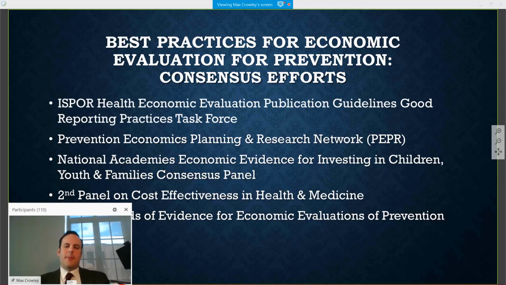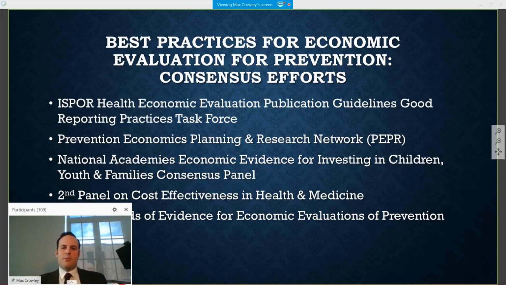So with that in mind, what I'd like to do is first talk about some of the efforts to develop best practices for economic evaluations of prevention. In particular, I'll highlight briefly some of the consensus efforts, and then I'm going to quickly drill down particularly on one set of standards that have been developed.